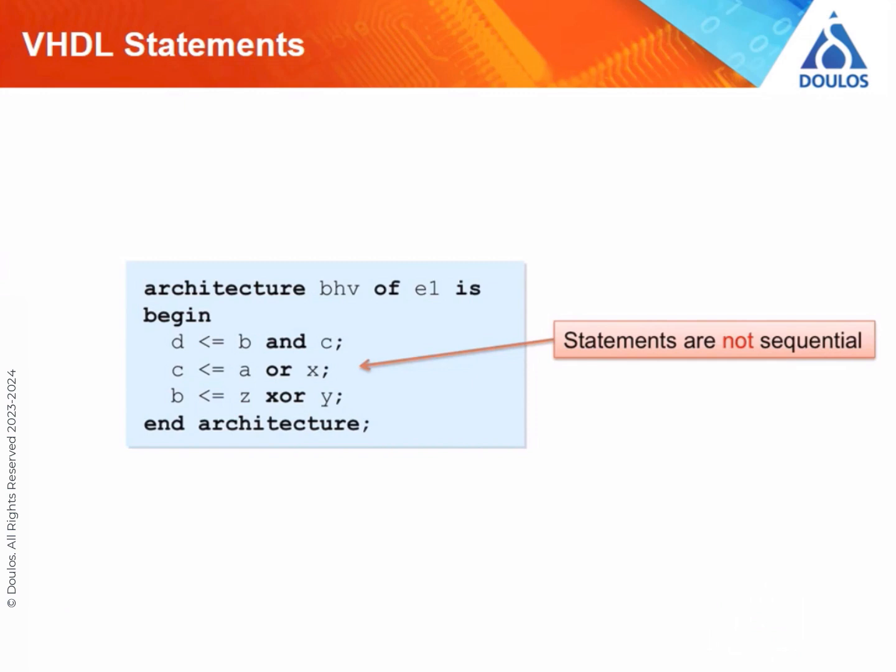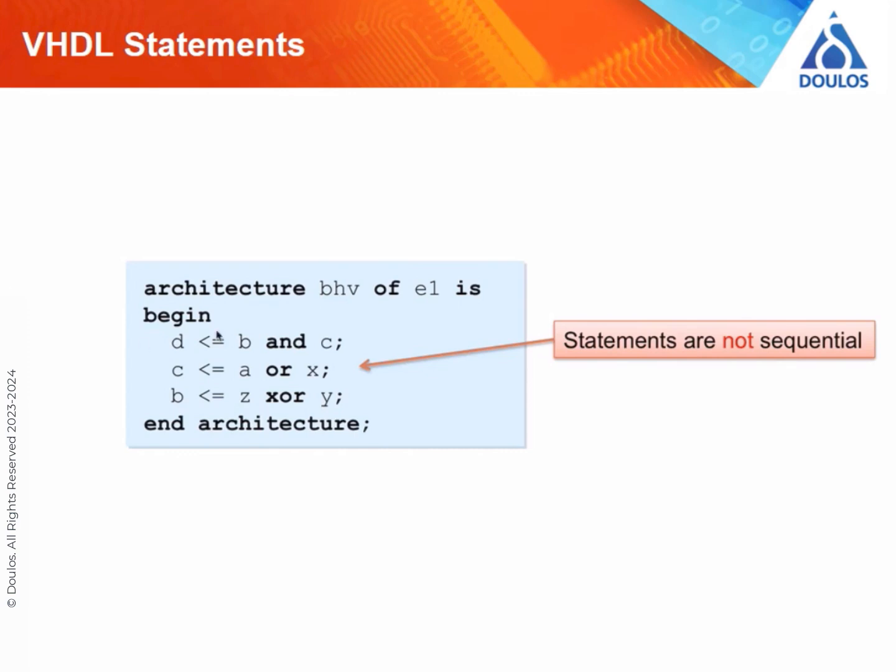So, for instance, here we have just the architecture of some entity. Okay, so it's architecture behave of E1, which is the entity, and you'll see we have begin end. And now inside of this VHDL architecture, we've got three statements. Okay, so D gets assigned B and C. C is A or Z, B is Z or Y, right? And so if you just think of this thing as a standard programming language, you would think that these statements are executed sequentially, but they're not.